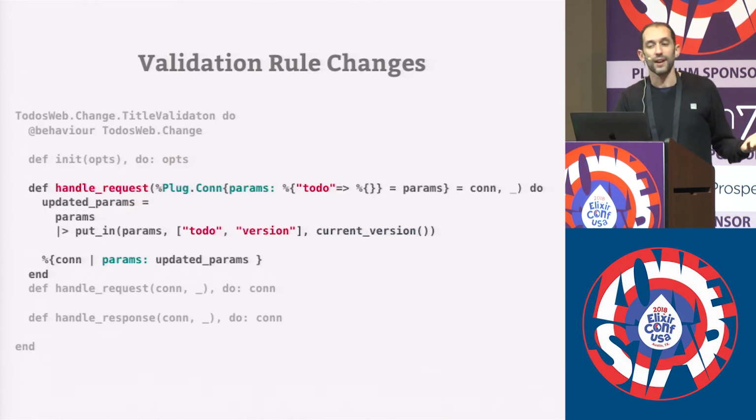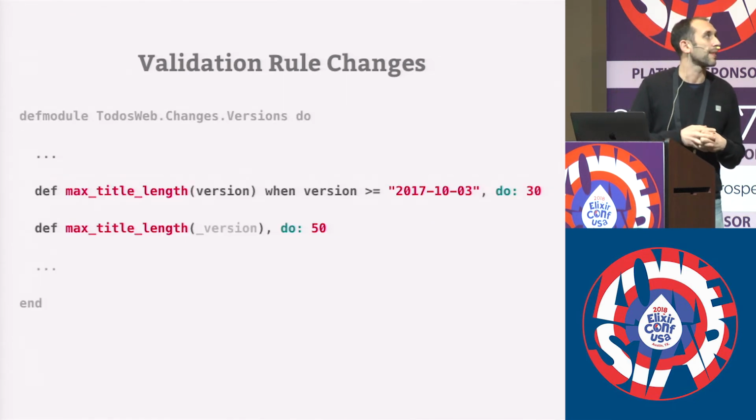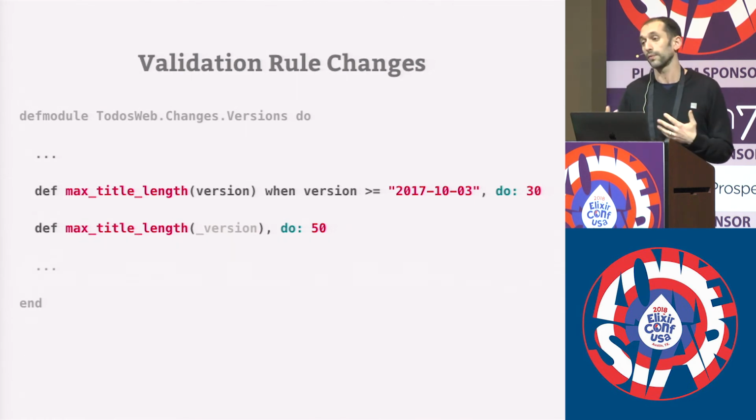We are expecting a change set to come in for this to-do item. So it's either a put request or a post request. We can actually merge our version into that change set so that when the change set comes in, we know what version that change set is at. And then in our application, we can define some functions that provide different values for different versions.